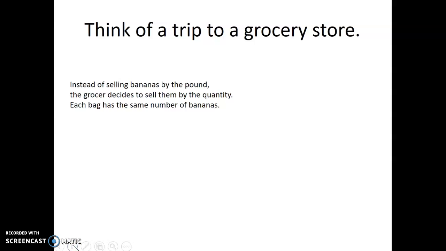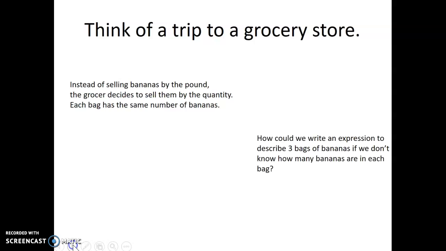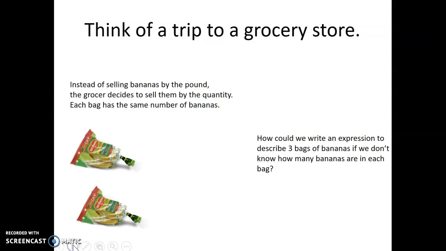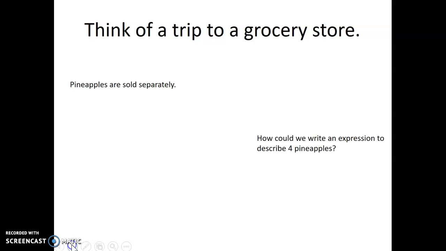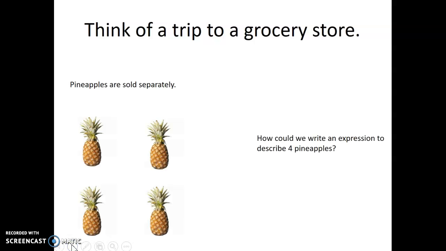The grocer does the same thing with bananas. Instead of selling them by the pound, he sells them by the quantity. So each bag is going to have the same number of bananas. So if I wanted to write an expression for 3 bags of bananas, and I don't know how many bananas are in each bag, I have to write 3B, meaning there are 3 bags with B bananas in it. I don't know how many that is. Pineapples are sold separately. So if we only wanted to buy 4 pineapples, we would just have 4. Notice there is no variable here because I know exactly how many pineapples I bought. Whereas with apples and bananas, I didn't know how many fruits I had altogether.